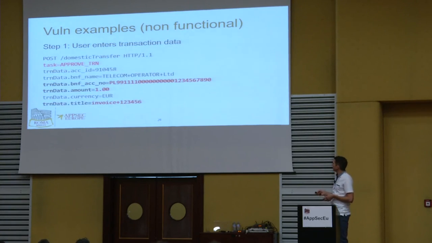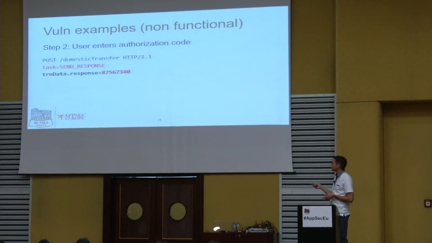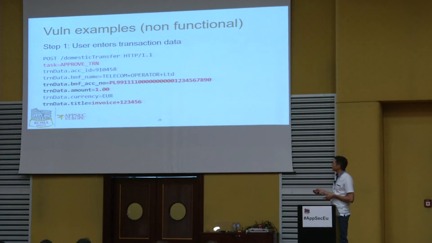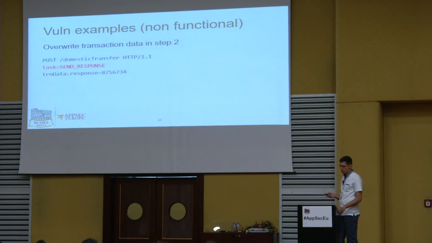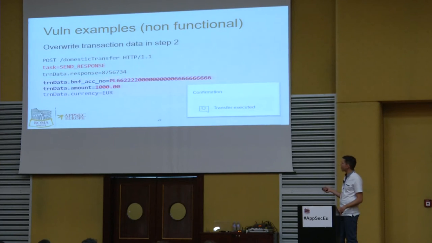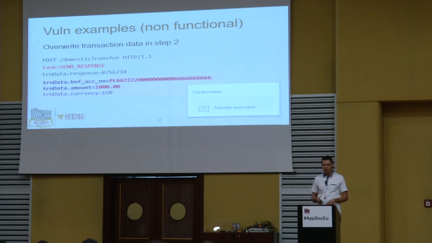As you can see, the URL is exactly the same in the first step and in the second, in this special implementation. And the state is only controlled by this task parameter. So what we tried to do, we just added some parameters, and we were able to efficiently overwrite the transaction data, which is the account number and the amount, and the transfer was executed in this case. So this is just another example of a potential vulnerability.